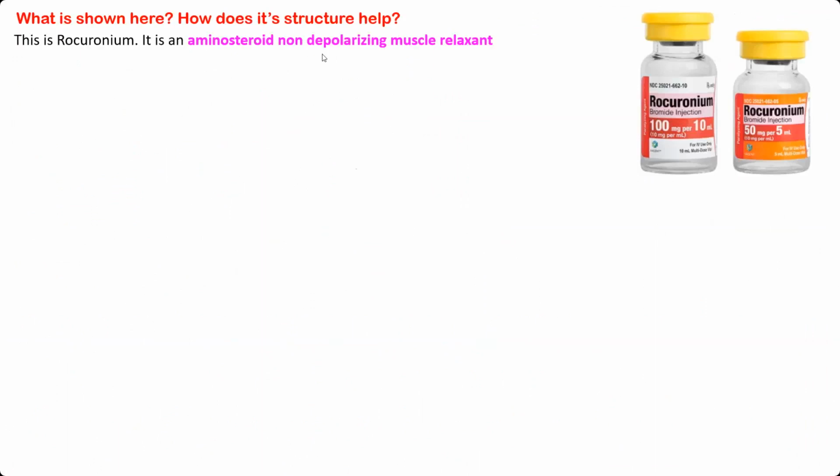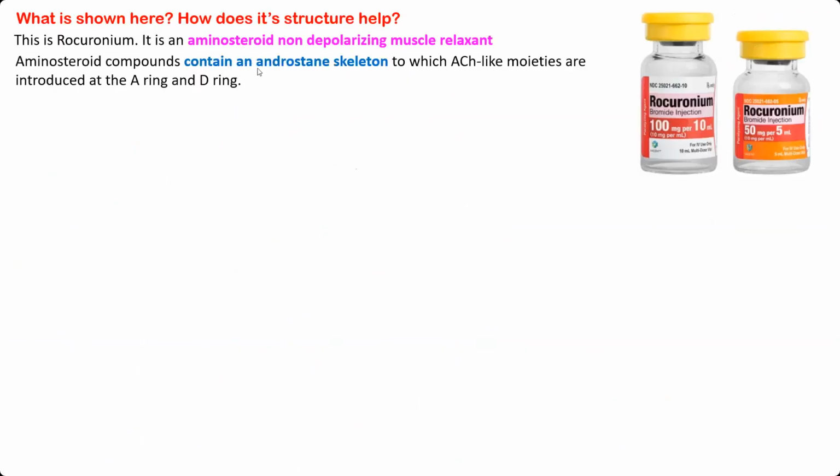So it's an aminosteroid non-depolarizing muscle relaxant. What is the other group of non-depolarizing muscle relaxants? Benzylisoquinoliniums. Benzylisoquinoline. So it contains an androstane skeleton, where acetylcholine-like moieties are introduced at A ring and D ring. So it does not cause systemic release. They tend not to cause systemic release.